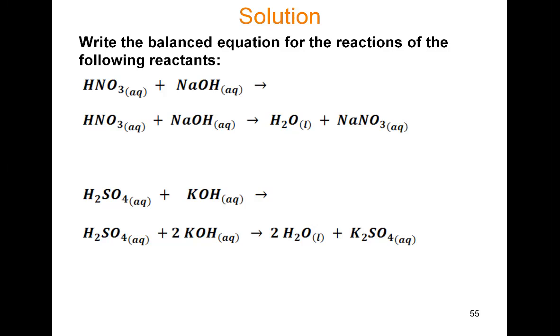And finally, we have 2H plus reacting with 2OH minus, making 2 molecules of water. But if we look at the balancing, it's 2H from the acid plus 2 H's from the KOH base. That's 4 hydrogens on the left, and on the right we have 2 times 2, 4 hydrogens on the right, coming from the water molecules. So this is balanced.